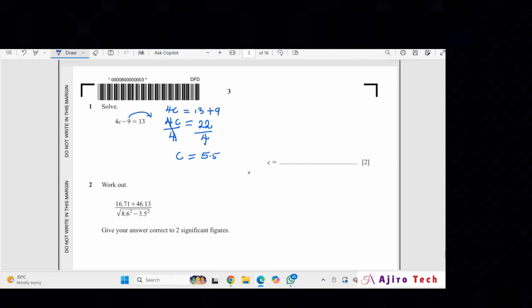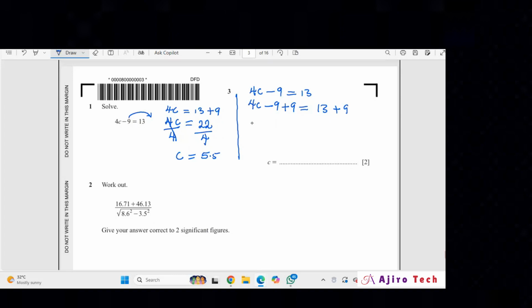Do we understand this? Notwithstanding, another way you can also solve this is this. For instance, now you have 4c minus 9 equals 13. You can use what we call the balance method. Since it's IGCSE, you can use the balance method. The one I used earlier is called the alternative method. In the case of the balance method, I'm going to get 4c minus 9, so I'm going to add 9 to both sides. Why did I add 9 to both sides? Because this is negative 9.